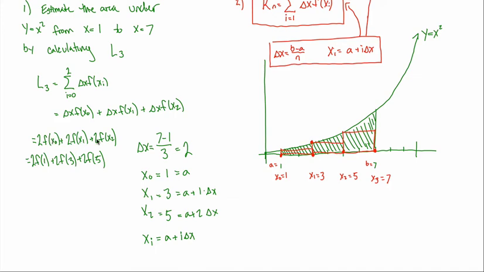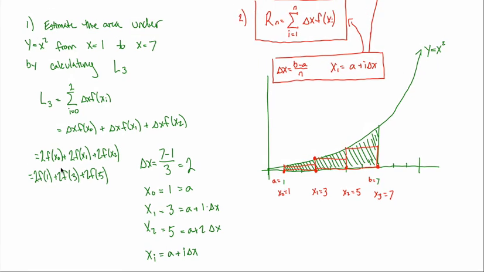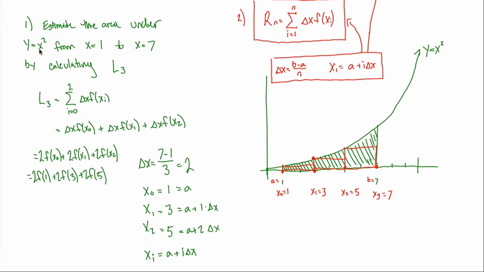Plugging in for x naught, x1, and x2, 1, 3, and 5, gives me this expression. F of 1 is just asking me what comes out of this function when I put 1 in. Well, since my function is y equals x squared, when I put a 1 in, 1 squared is just 1. This is just 2 times 1. What about when I put 3 into the function? What would come out would be 9 because 3 squared is 9.